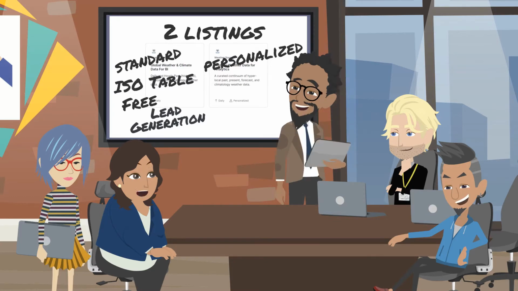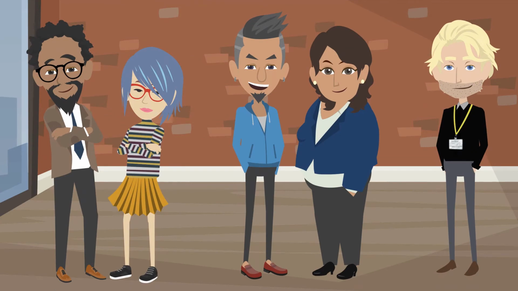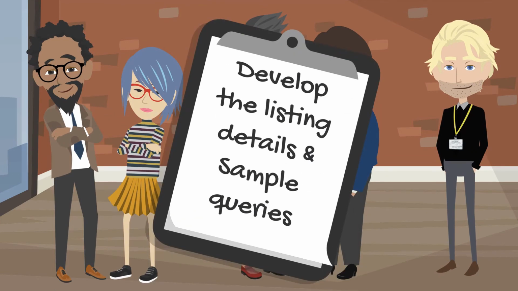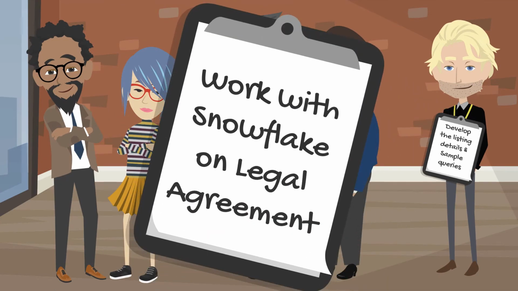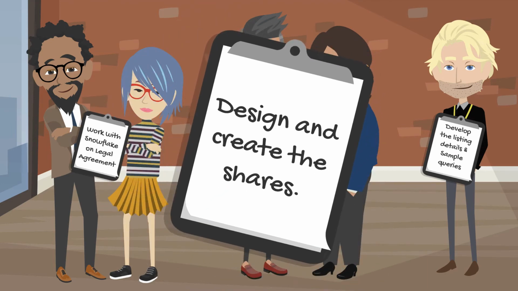The personalized listing will require more research and planning, so Osiris decides to assign action items to team members. They'll split the tasks into 3 groups. One will focus on the listings, another will focus on coordinating with Snowflake, and a third will focus on preparing the data.